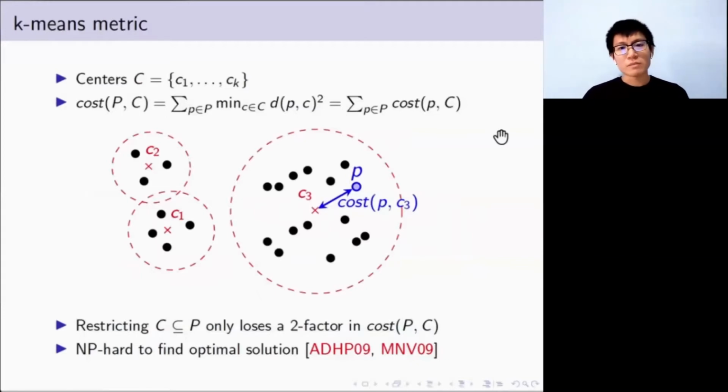Although there are infinitely many points in the Euclidean space, one can show that restricting the set of centers to the input points at P only loses a factor of two in the objective. Furthermore, it is known that optimizing the K-means objective is NP-hard in general.